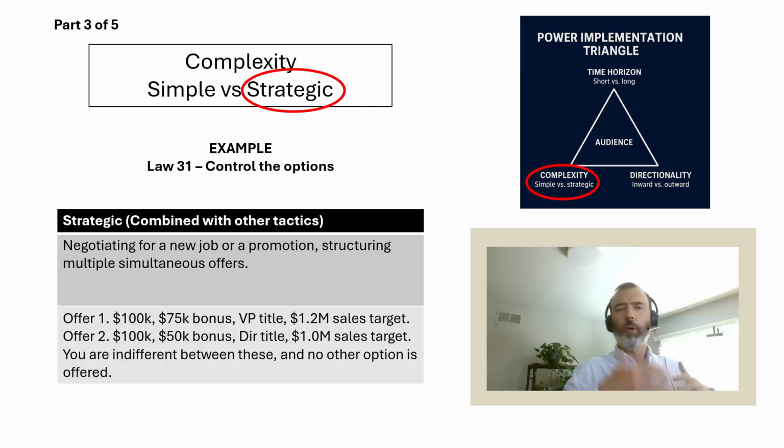Strategic just means that there's multiple layers going on here, and you're going to have to think a couple more steps ahead, but you can potentially achieve much more powerful results. And it's also potentially a little higher risk. So in this example, you're negotiating for a new job or a promotion, and you're going to structure multiple simultaneous offers. Now, this is a certain tactic that they teach in different business schools and negotiation classes. You give somebody multiple simultaneous offers, you're giving them multiple options, and you're forcing them to choose from options that are all acceptable to you.